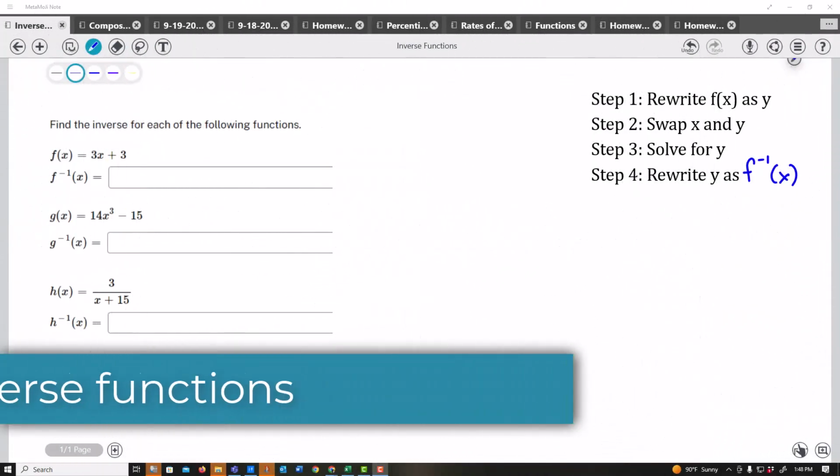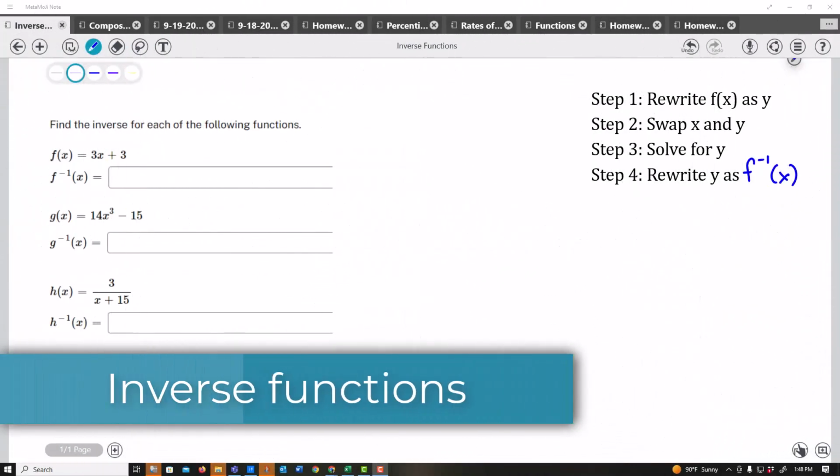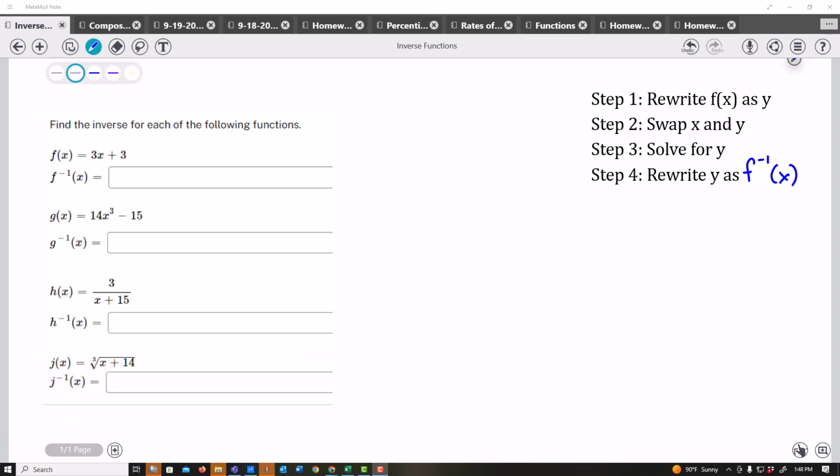All right, find the inverse for each of the functions. These are my steps over here. So what I do first is I rewrite f of x as y, so y equals 3x plus 3. That's my step 1. Step 2, I swap x and y. Now step 3, I actually solve this for y.